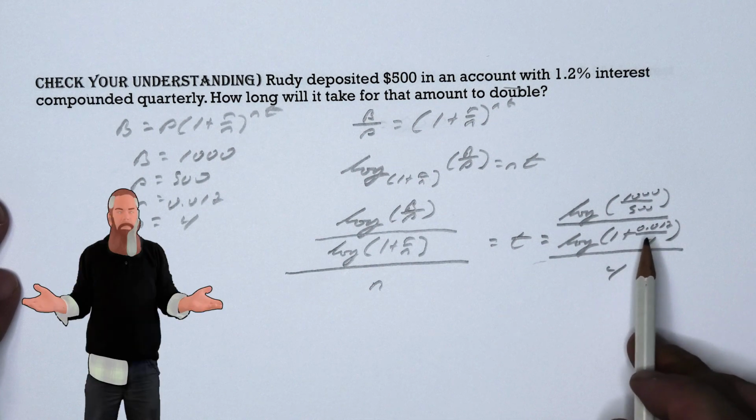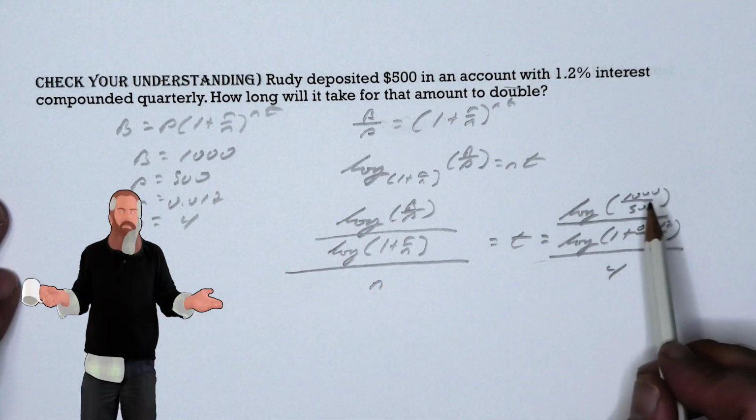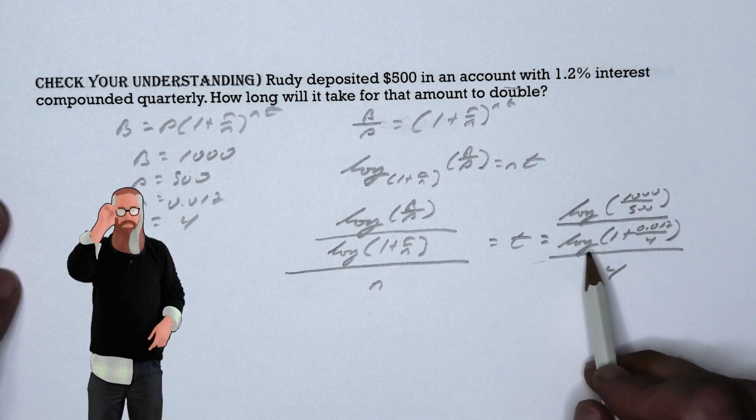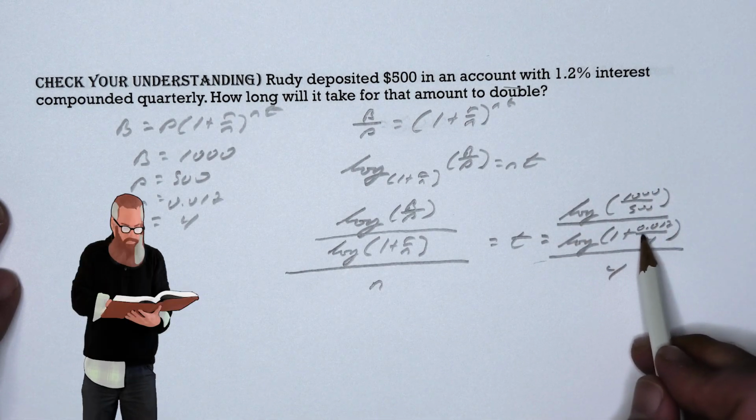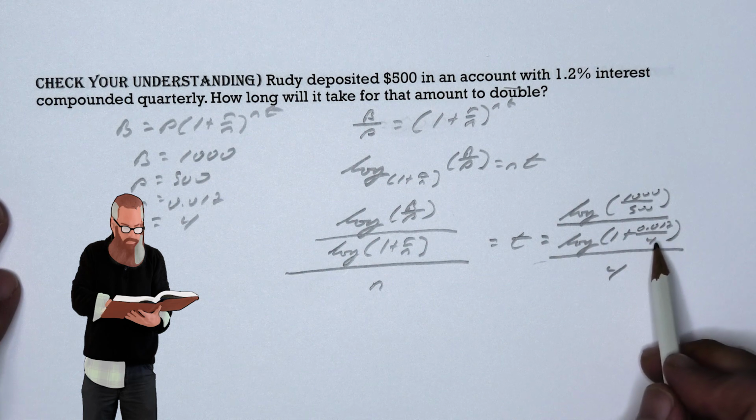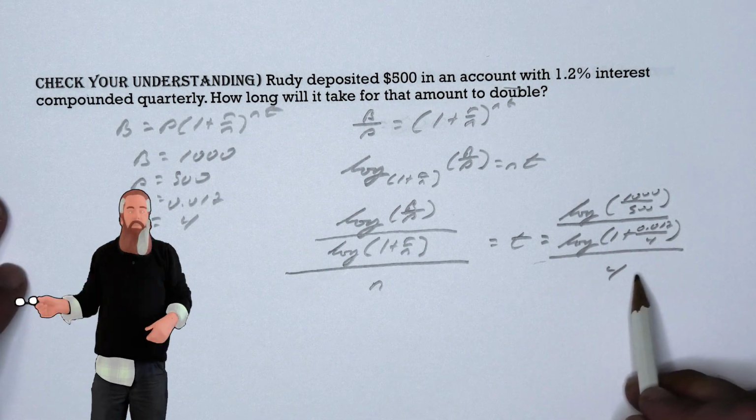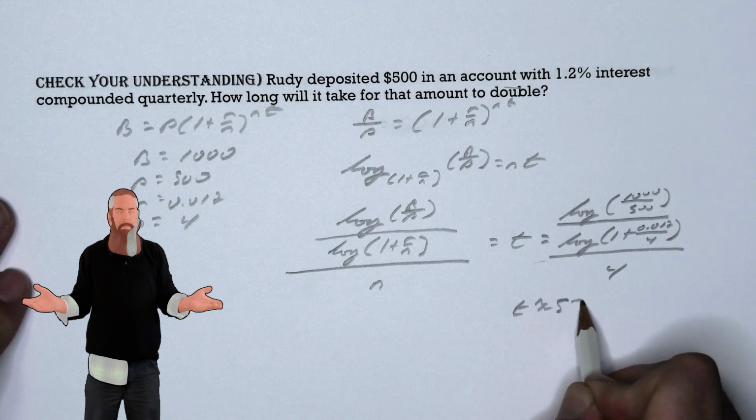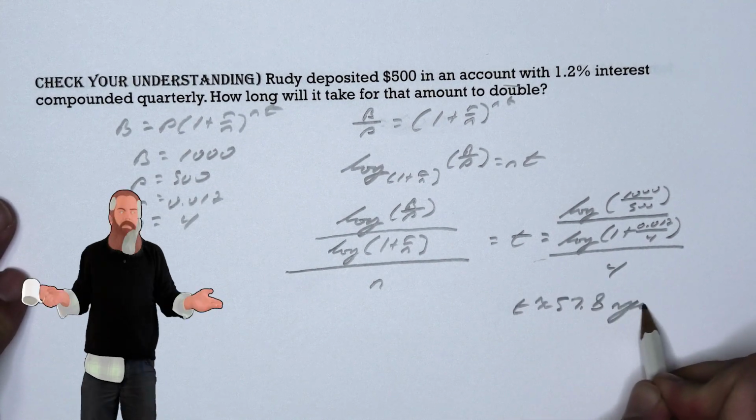We can substitute all of our known variable values. So we have log of 1,000 over 500 divided by log of 1 plus 0.012 over 4, all divided by 4. This means that t is approximately 57.8 years.